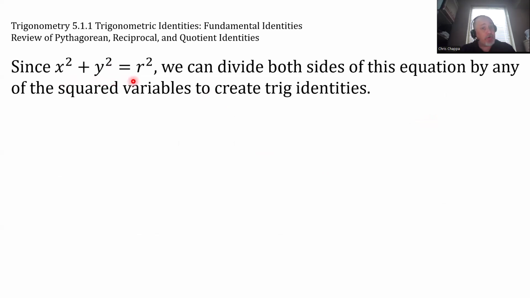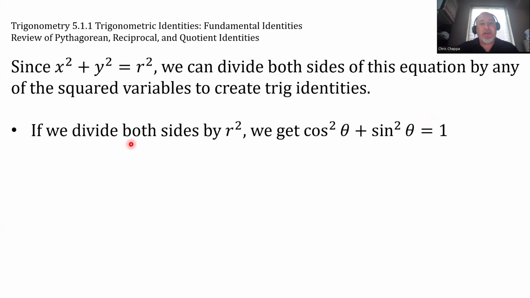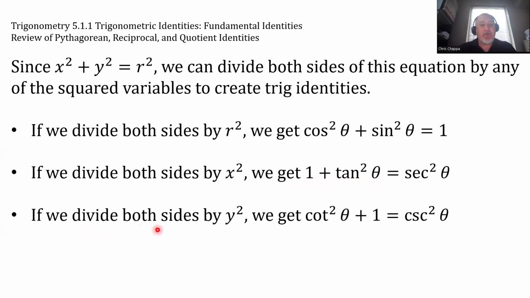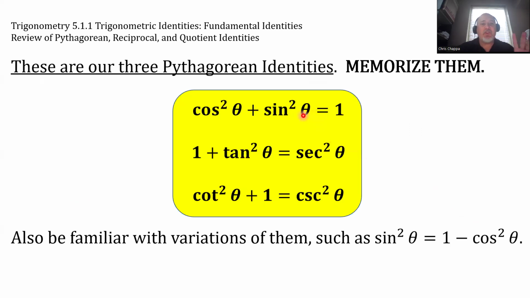Since x squared plus y squared equals r squared, we can divide both sides of this equation by any of the squared variables to create trig identities. For example, if we divide both sides by r squared, we get cosine squared theta plus sine squared theta equals 1. If we divide both sides by x squared, we get 1 plus tangent squared theta equals secant squared theta. And if we divide both sides by y squared, we get cotangent squared theta plus 1 equals cosecant squared theta. These are our three Pythagorean identities.